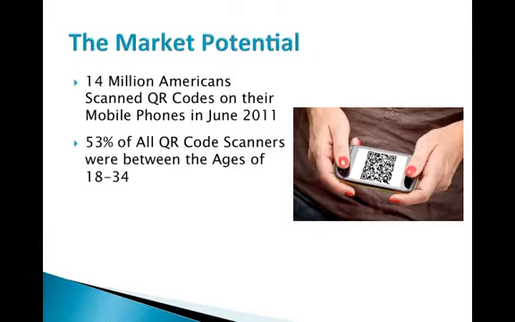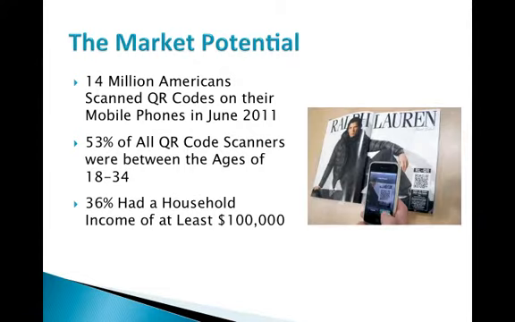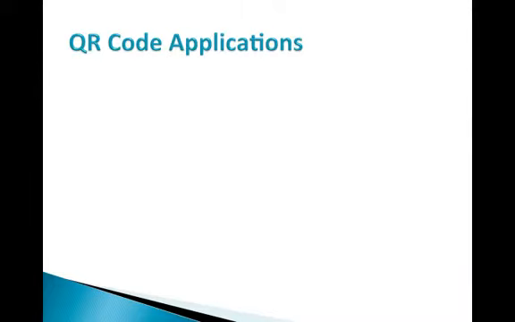Interestingly, 53% of all the QR code scanners were between the ages of 18 and 34. But one of the most important marketing statistics they came up with was that 36% had a household income of at least $100,000.